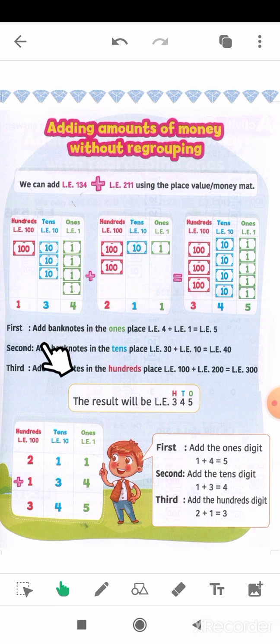First, the banknotes in the ones place: 4 plus 1 is 5. And second, the banknotes in the tens place. We have 30 plus 10 equals 40. Here it's 30 pounds, and here 10 pounds. So its result is 40. And when we add the banknotes in the hundreds, we have here 100 and 200. It's 300. So my result equals 345.